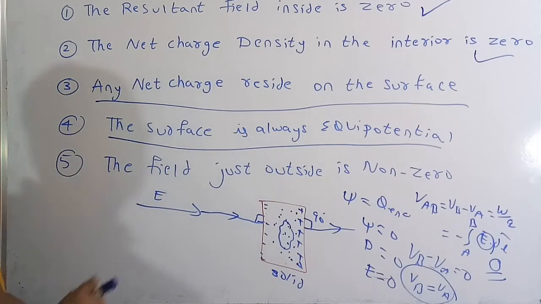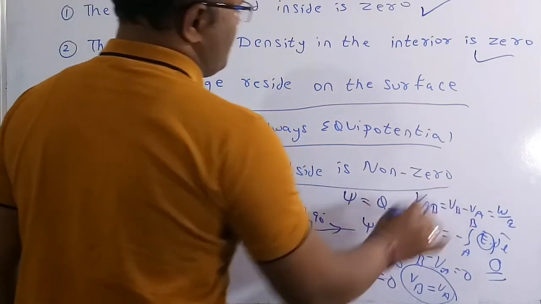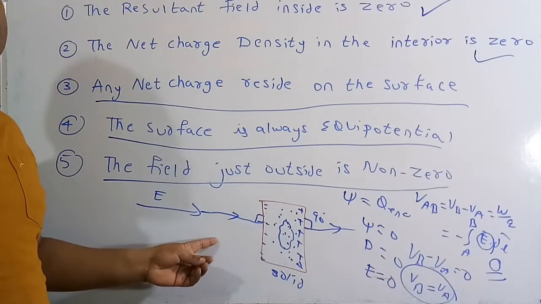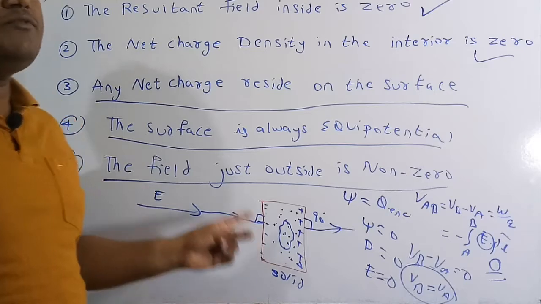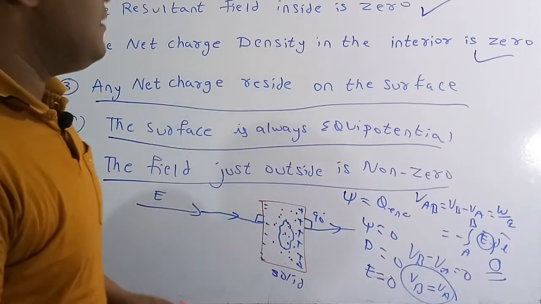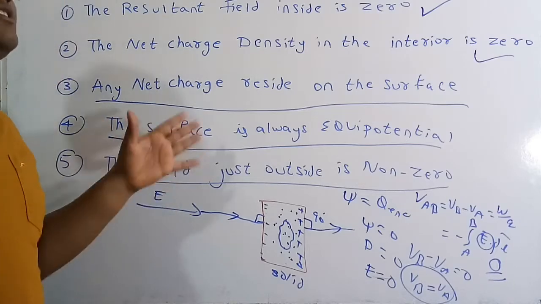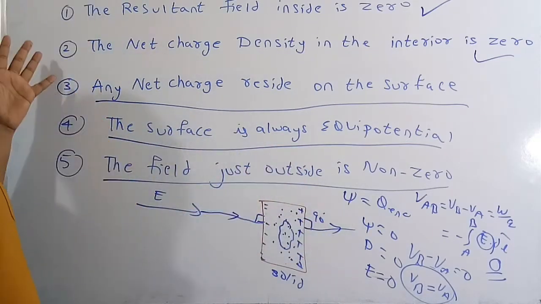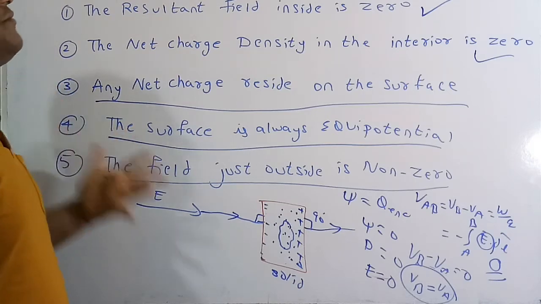And the field just outside is non-zero, because the electric field outside that ideal conductor is non-zero, but inside it is 0. In the question they have given that it is 0, so the fifth option is wrong. The electric field just outside is non-zero, but inside it is 0. So we can say only 4 statements are correct, but not the 5th statement.